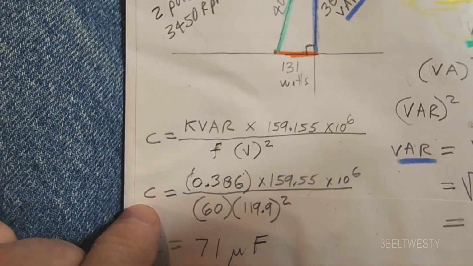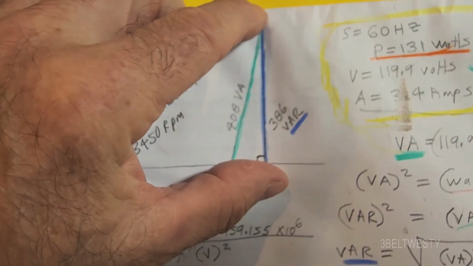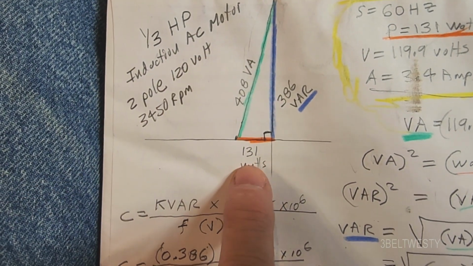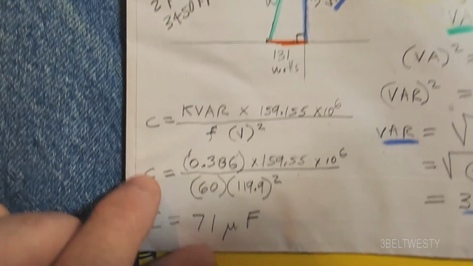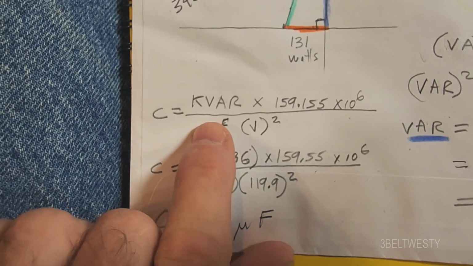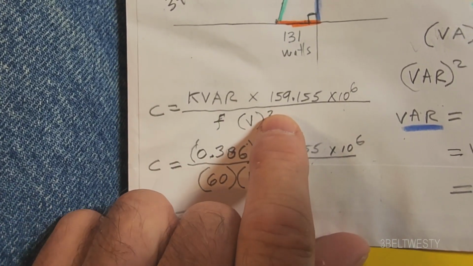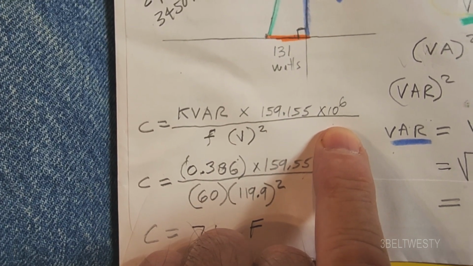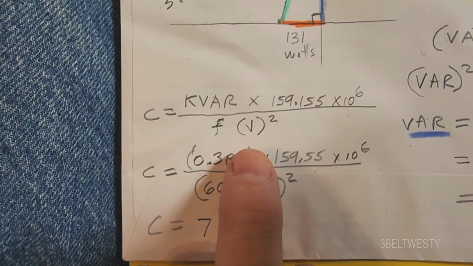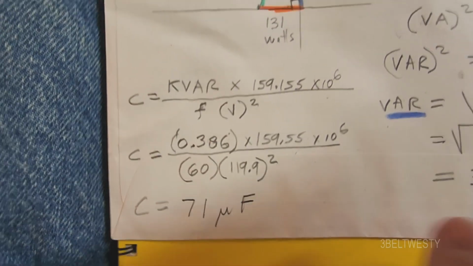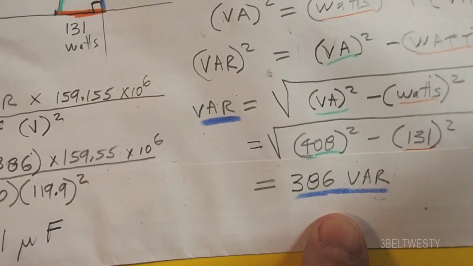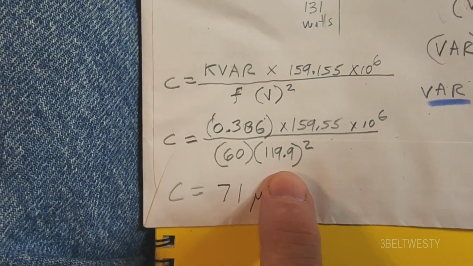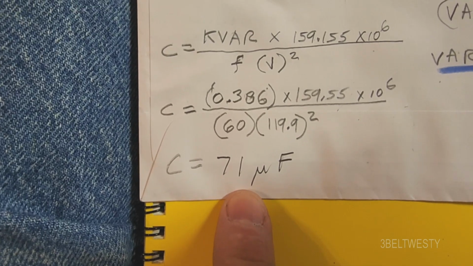And now I'm going to solve for the capacitor that's needed to go ahead and force this to where the volt amperes is about equal to the number of watts. Get the current down. So you take this formula, kVAR times 159.155 times 10 to the 6th. That makes it in microfarads. Divided by the frequency, divided by the voltage. Plug in all this stuff. This we just calculated. 60 hertz, it's almost 120 volts. Plug all this in, you get 71 microfarads.